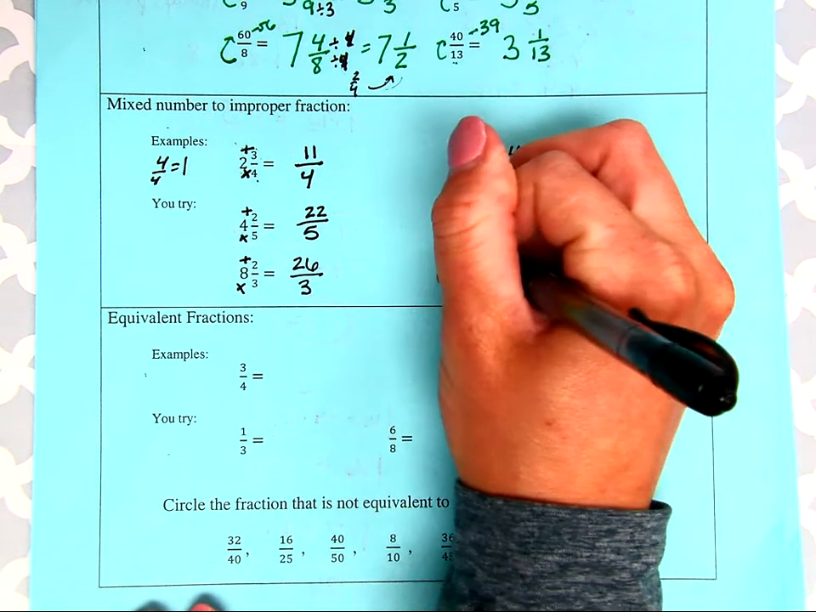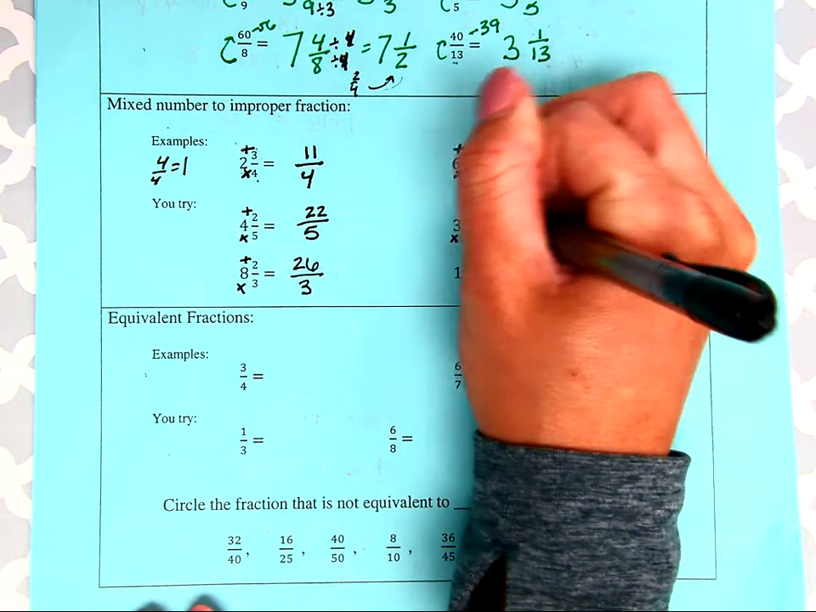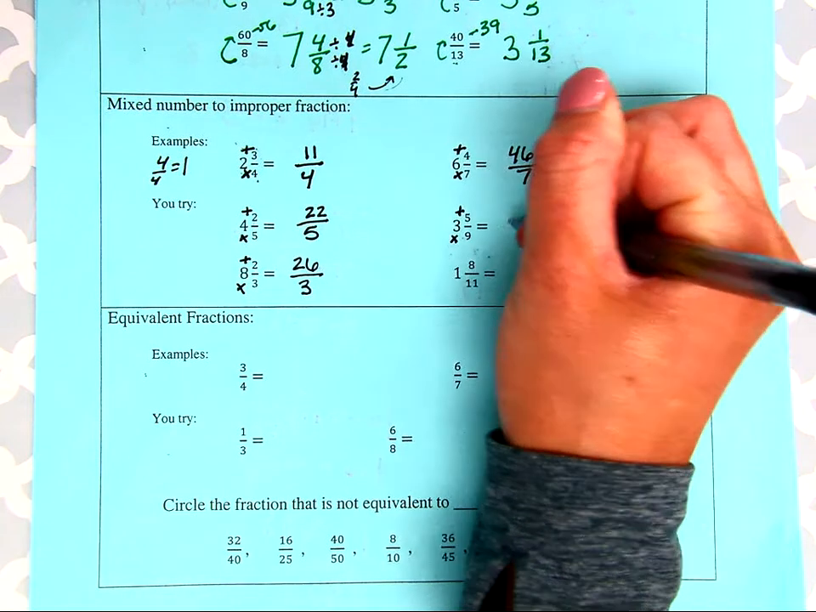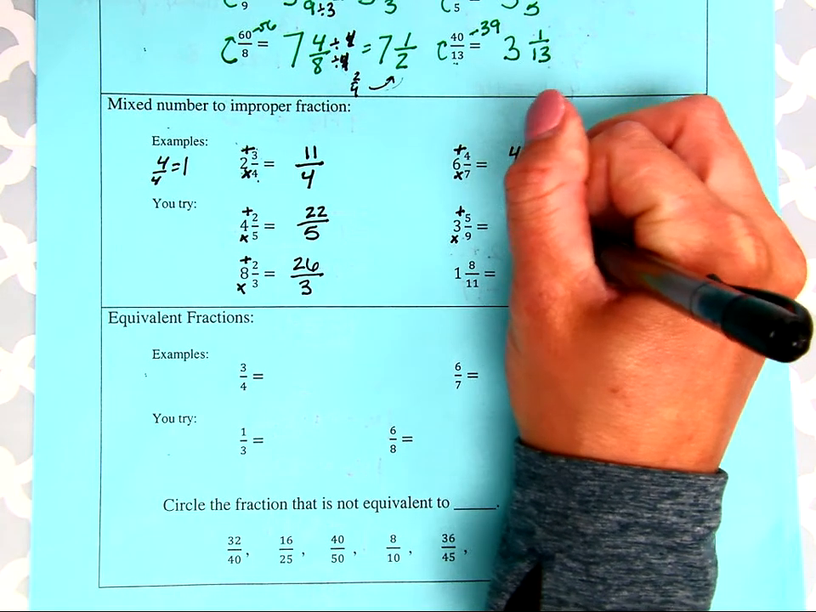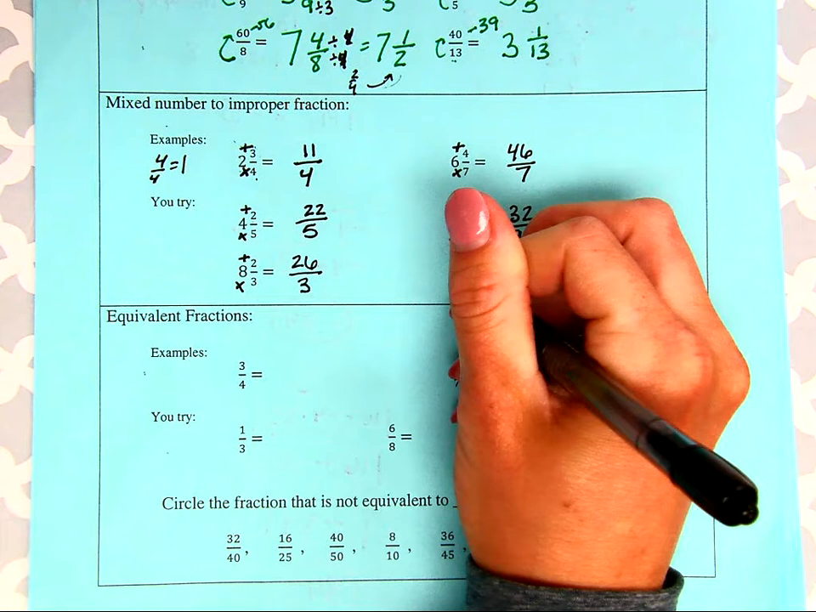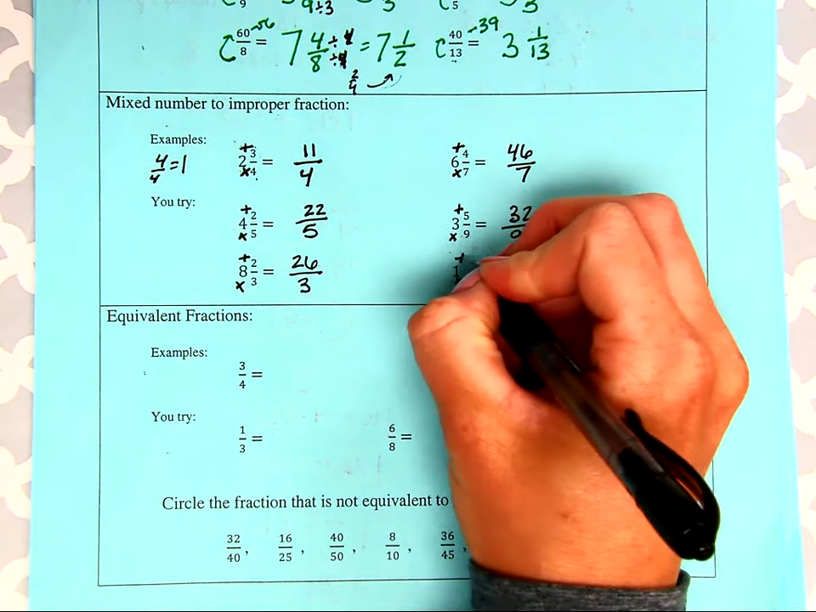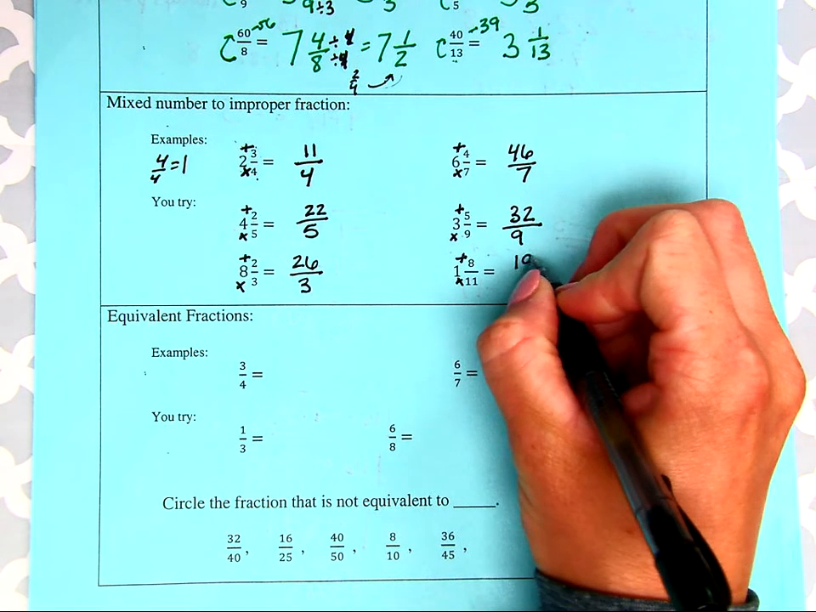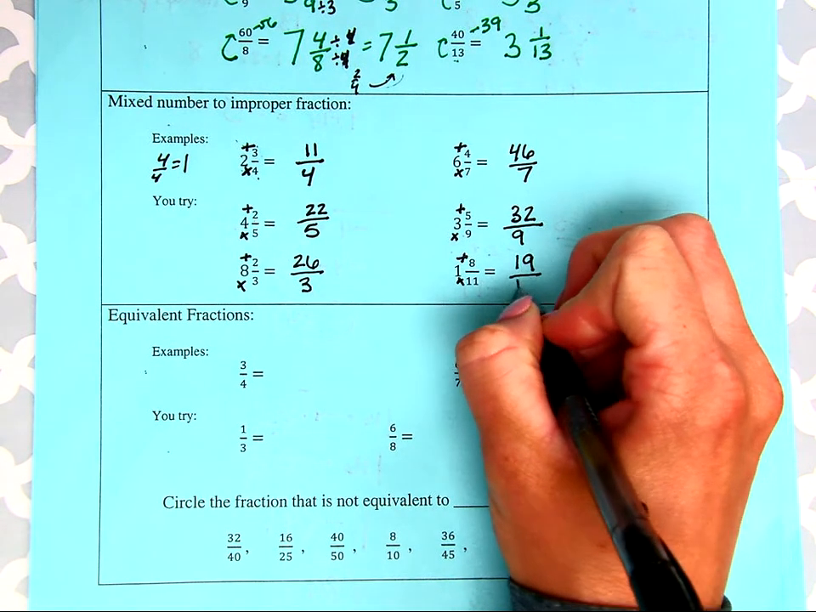Okay, 3 times 9 is 27. 27 plus 5 gives me 32, keeping the denominator a 9. 1 times 11 is still 11, plus 8 gives us 19/11.